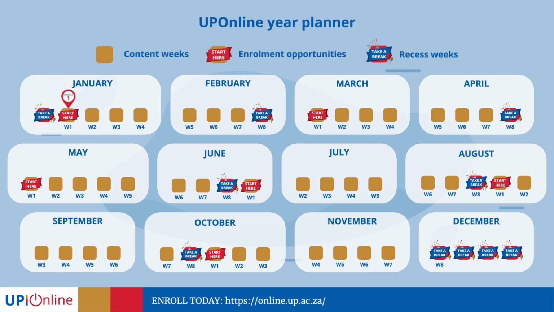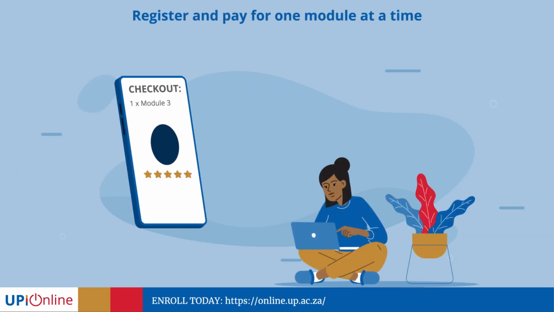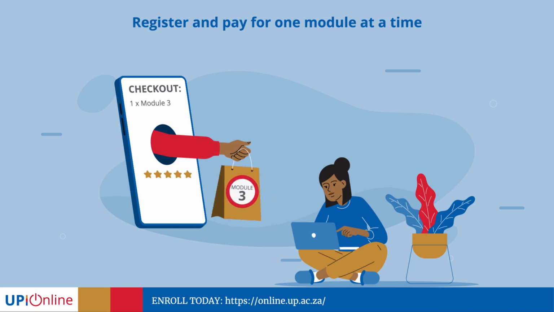The program carousel allows you 6 opportunities to enroll for an Uponline program per year, instead of the traditional single enrollment opportunity in January. What makes the carousel even better is that you register and pay for one module at a time. There may be some exceptions where students register for 2 modules at a time, but this will be the exception and communicated to you early in your academic journey.